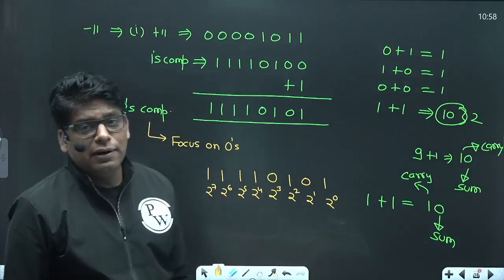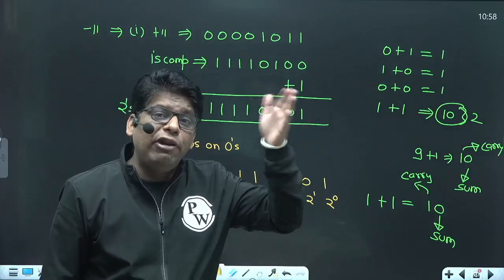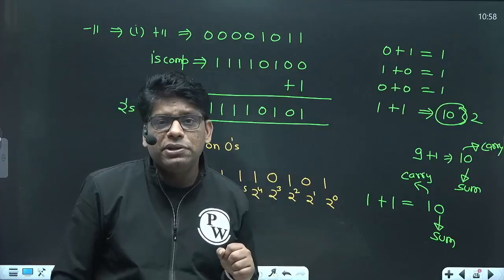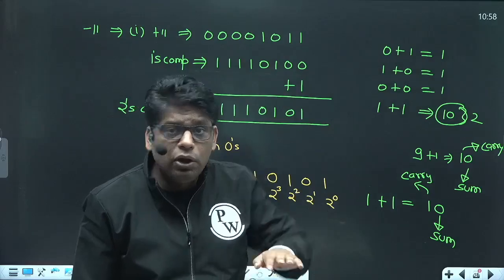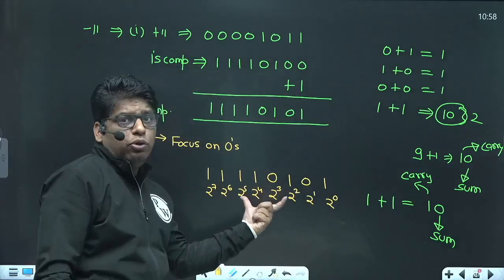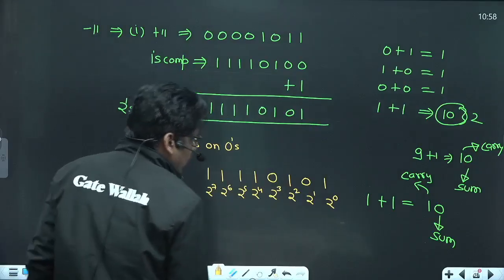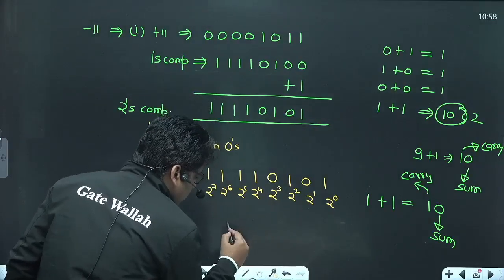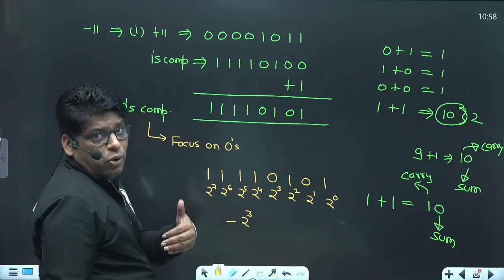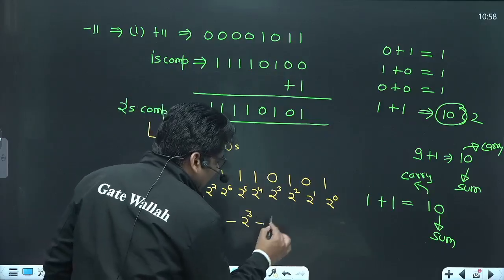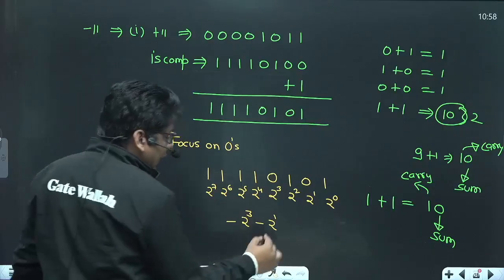See, in a binary number, we focus on 1. But because 2's complementation is obtained by flipping bits, that means 1's complement, then add 1, if I want to find the actual value, just focus on 0. We have minus 2 raised to the power 3. See, why minus? Because I know that this number is negative. And there is another 0 at minus 2 raised to the power 1. And add a minus 1.